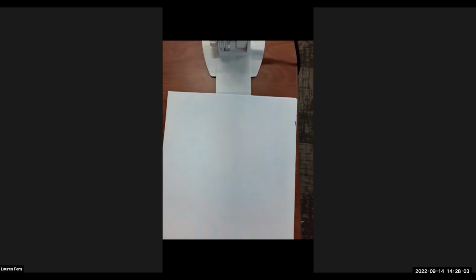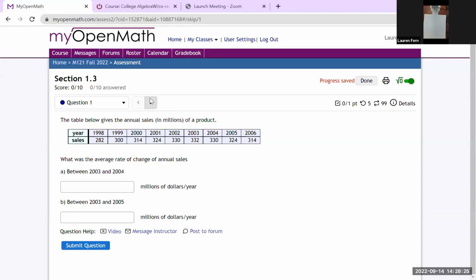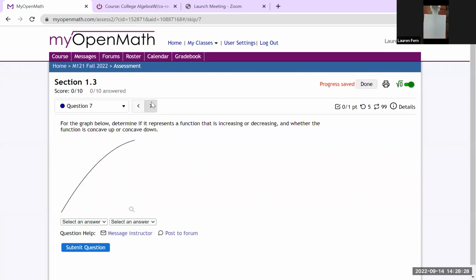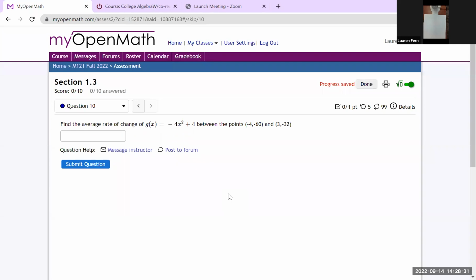Let me go into my OpenMath and I will share my screen. 1.3. Okay. Now I'll share my screen. Cool. So you want to do the last question? This guy. All right. I'm going to copy it down on this sheet, and then turn off this portion so people can see. This is going to frustrate you for a second.